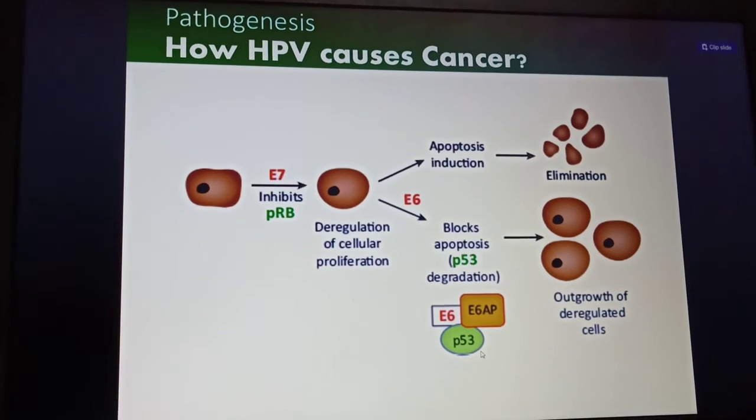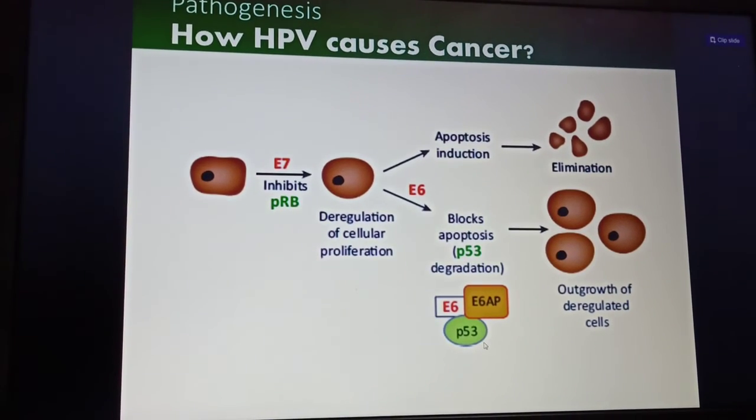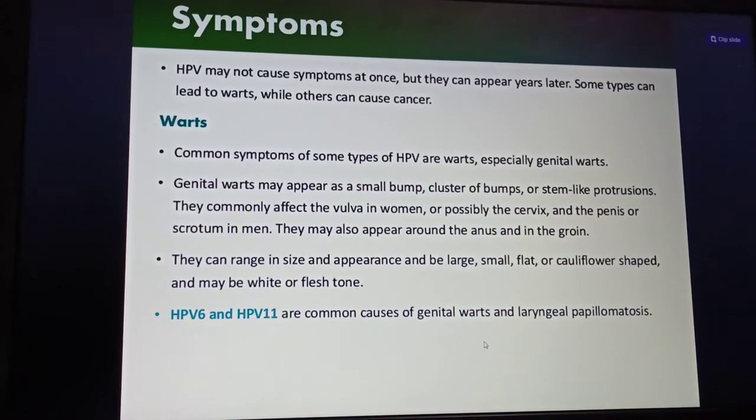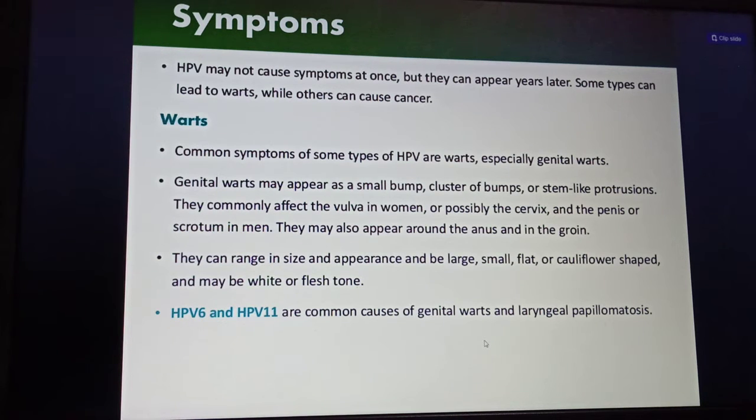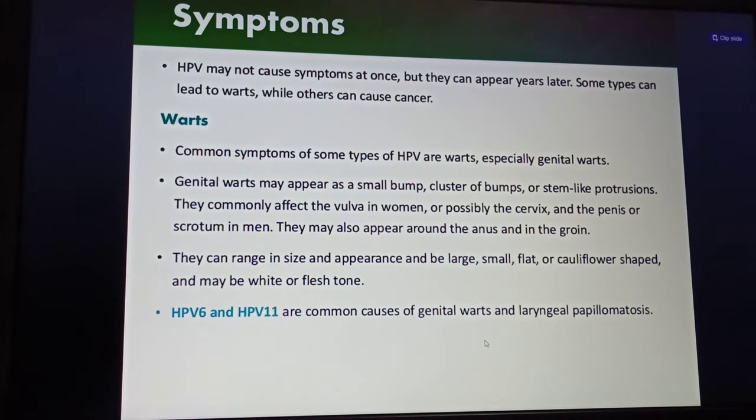So that is the information regarding this. Now the symptoms. In the introduction itself I explained that it is differentiated into two forms, a warts form and a lesion of cancer. A wart is nothing but a small bump-like formation, or clusters of bumps, or stem-like protrusions.